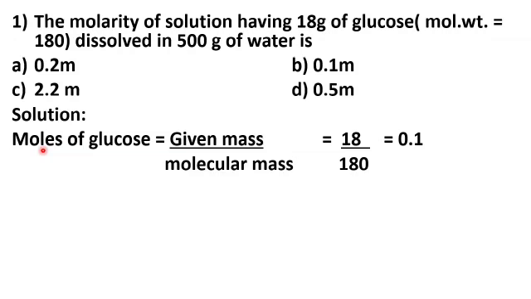So we know that molarity is equal to number of moles divided by volume of solution in liter. So for that first we have to calculate number of moles of solute, that is glucose here. So it can be calculated by the formula mass divided by molecular mass. So mass is 18 divided by molecular mass is 180 equal to 0.1 is the moles of glucose.